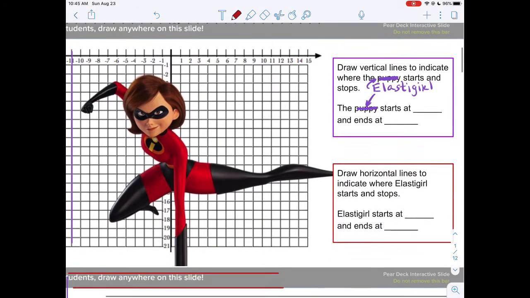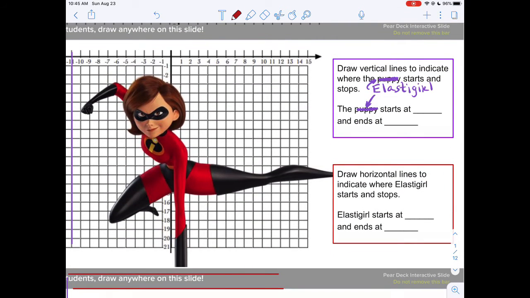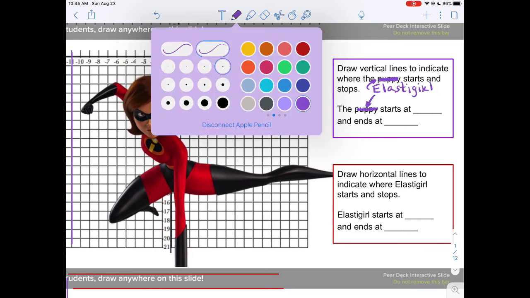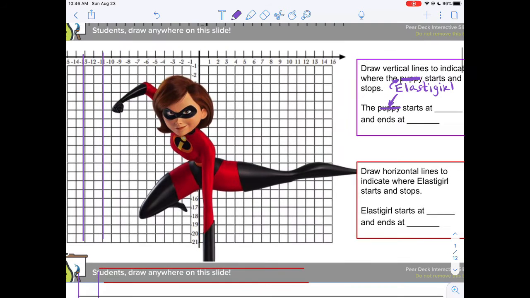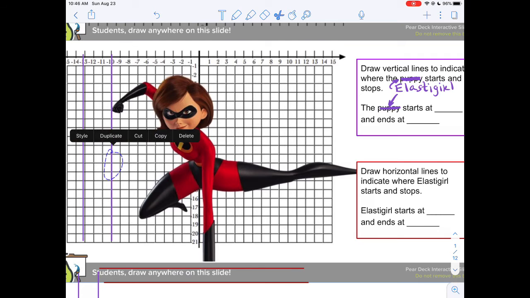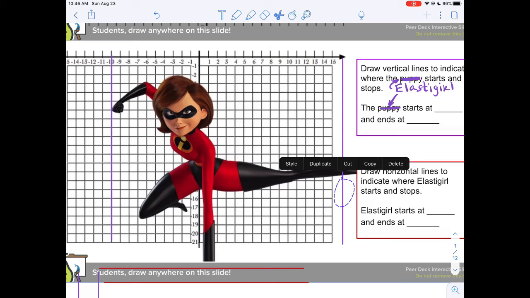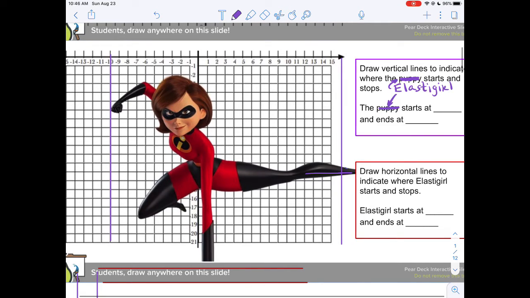Now let's look at Elastigirl. And you can fix my little copy and paste error there if you'd like to. So Elastigirl, if we look at her domain, she starts at about negative 10. And then as I continue to move to the right and to the right and the right, I come off the graph and she's still going. So to me, that means that she's actually continuing on forever.